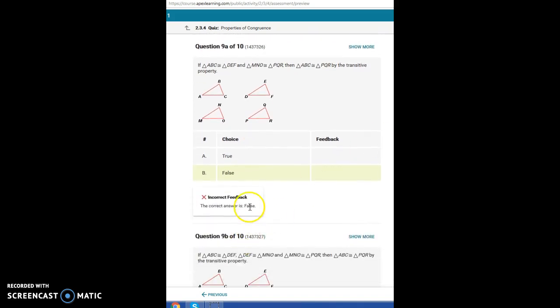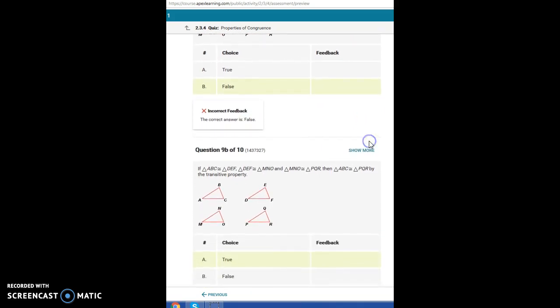Okay, and the answer is false. Then give us enough information. Now if we go down here, it says that ABC is equal to DEF. Then it says DEF is equal to MNO. Then it says MNO is equal to PQR. So now they've involved all the triangles, saying these two are equal, and then these two are equal, and then these two are equal. So if this is equal to this, and this is equal to that, and that's equal to that, then this is equal to that. So that one's true. Yes, they're all equal.